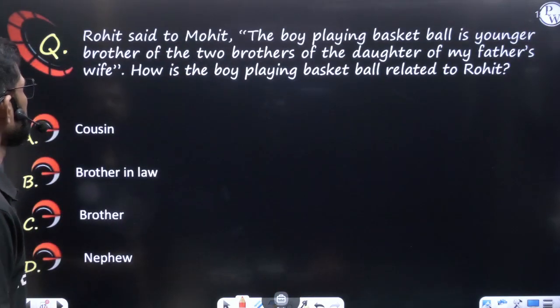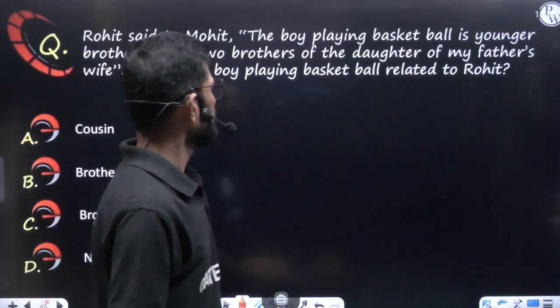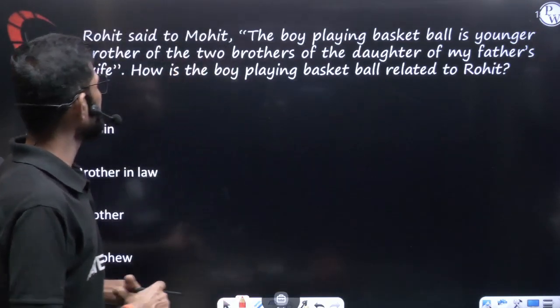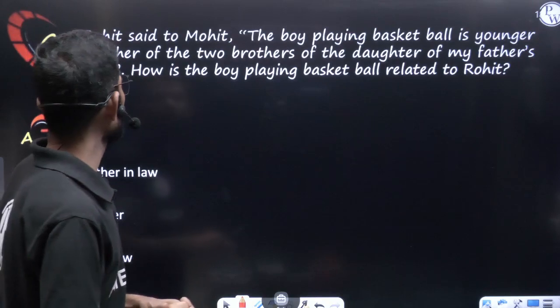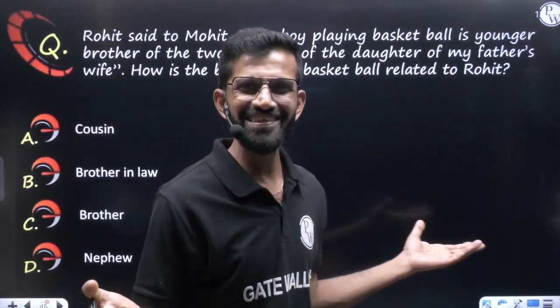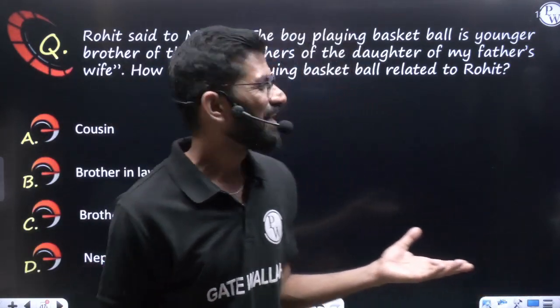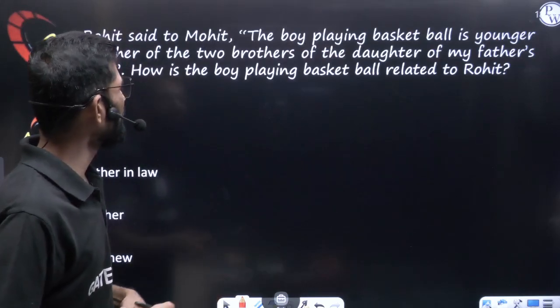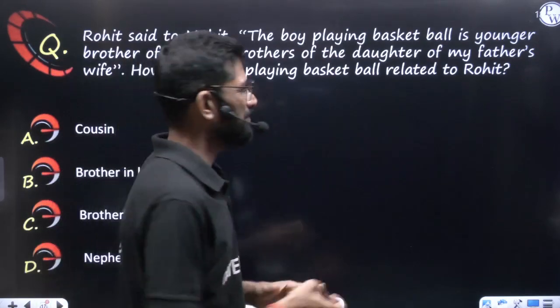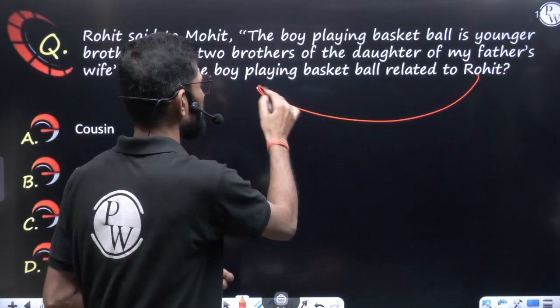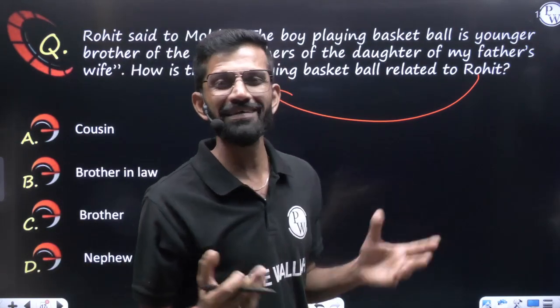Moving to the next question. Rohit said to Mohit, the boy playing basketball is the younger brother of the two brothers of the daughter of my father's wife. Again, you can see such a big sentence they have given. And how is the boy playing basketball related to Rohit? Means Rohit will call that boy as what?